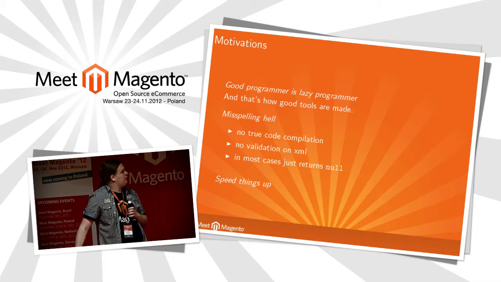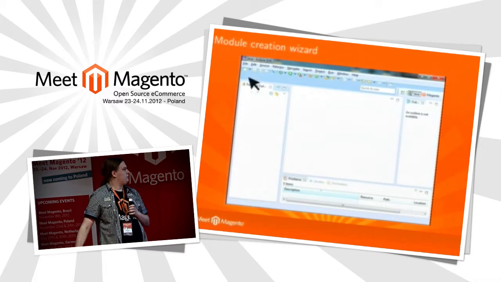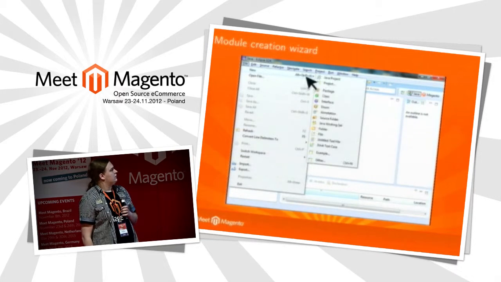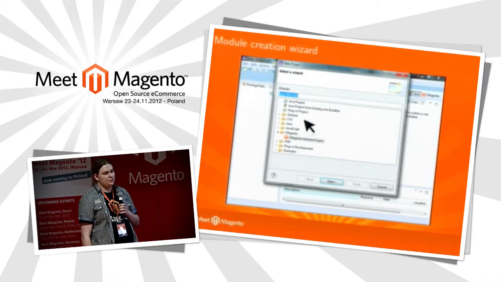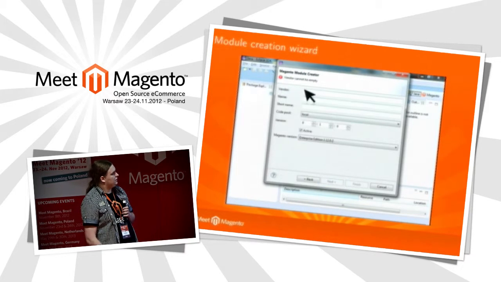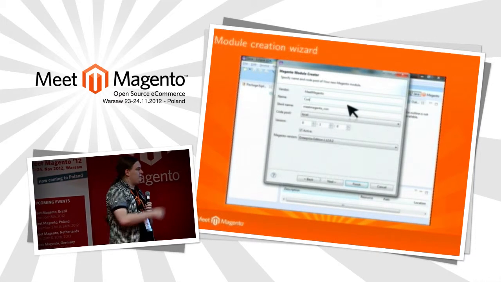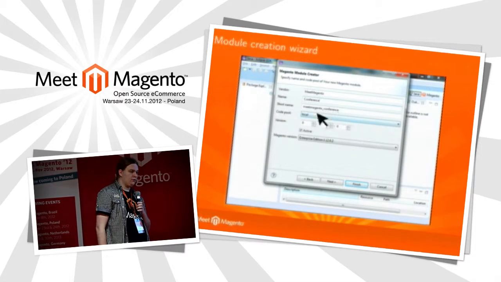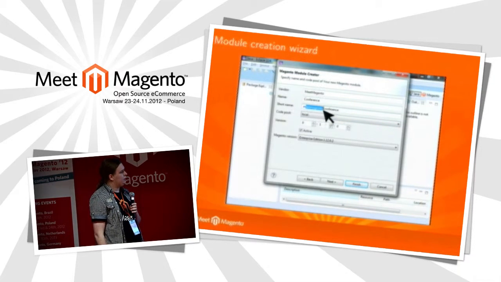To show you something, module creation. It's really just a new Eclipse project for every module. Specifying your namespace, your name, your short name, code pool, version, archive. You can specify the Magento base version. It's actually a nice feature.